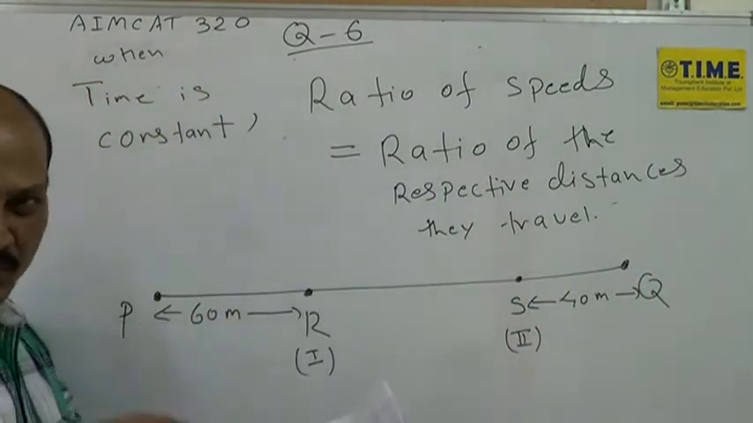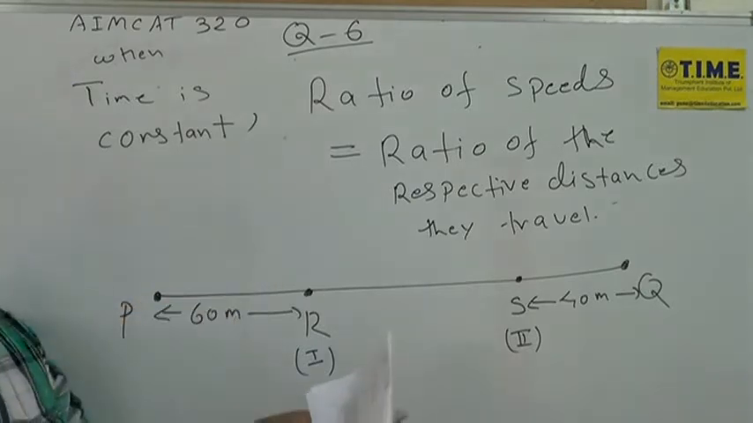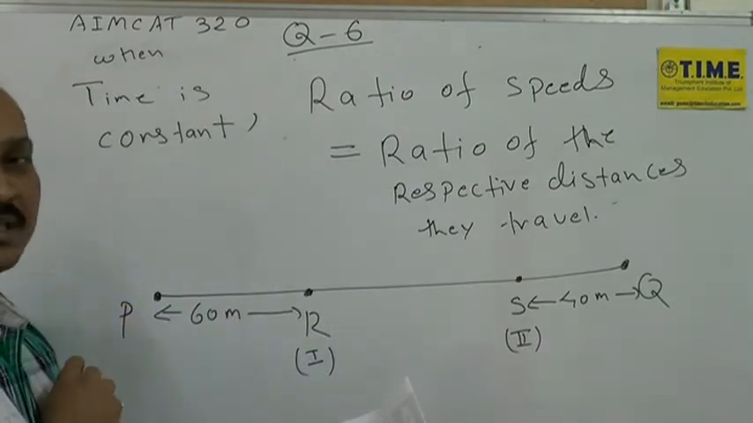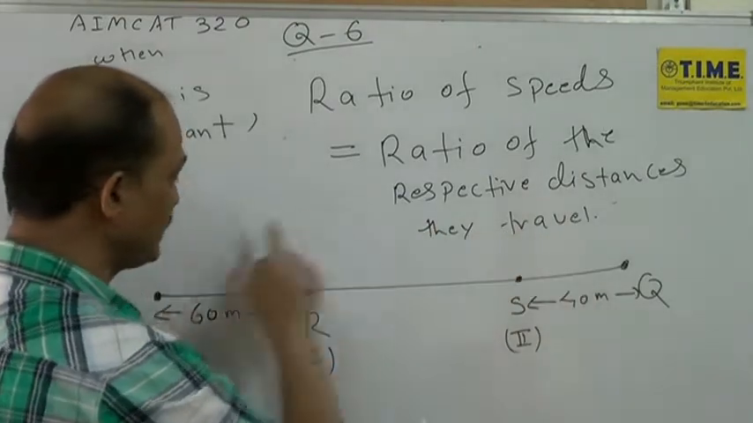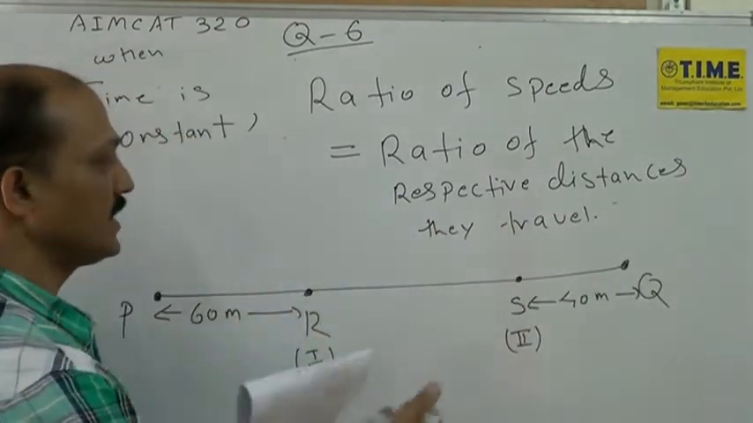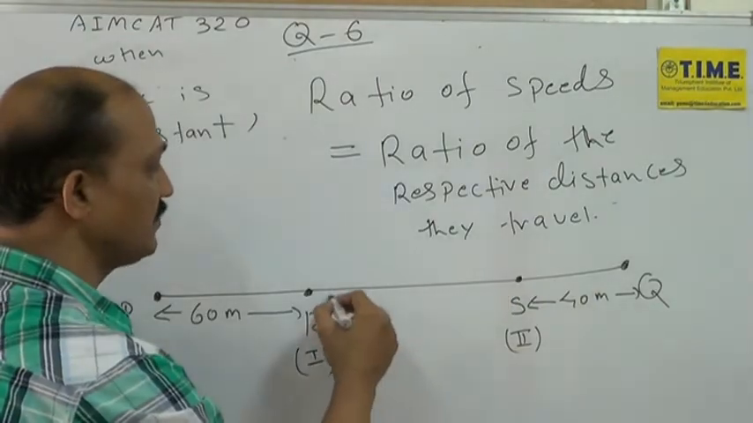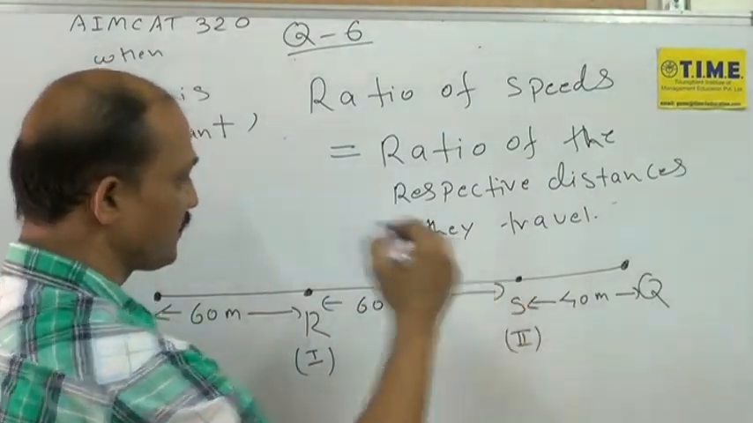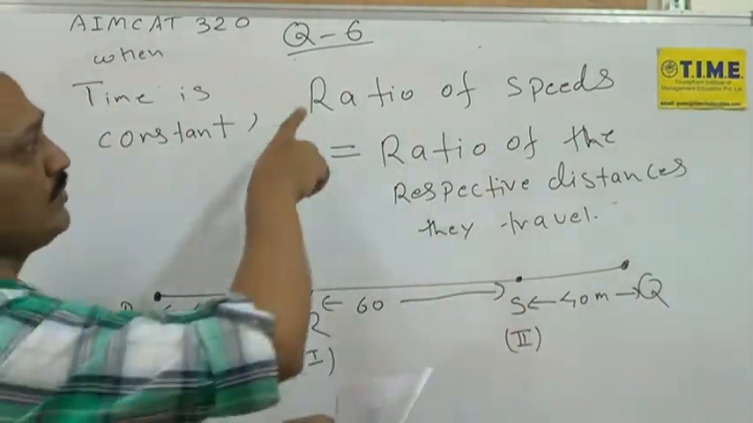Now, instead of doing the usual calculation, we can use the options one by one. For example, the first option is 160. That means this distance is 160. This is 60, this is 40. That means R and S will become 60. Now, we have used this.